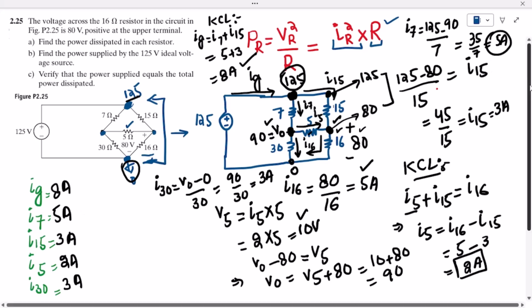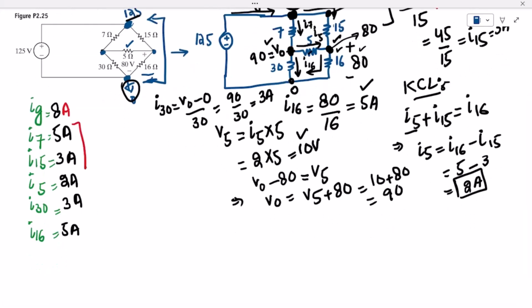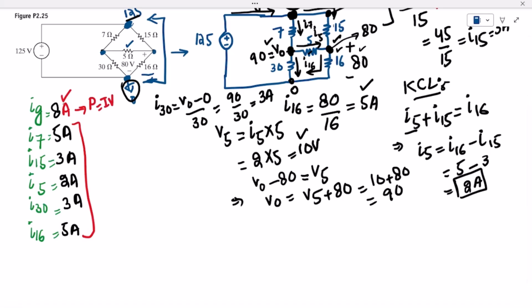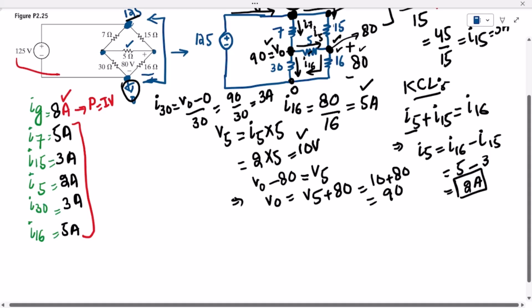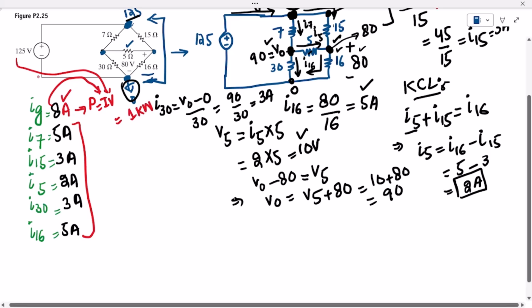Now all the currents which we wanted to find out are known. These are all the currents, and these are the resistances. Because this is the source current, for finding the source power we can use the formula P equals IV. The current is known and the voltage is known. The voltage is 125 and the current is 8, so 125 multiplied by 8 gives 1 kilowatt, or 1000 watts.